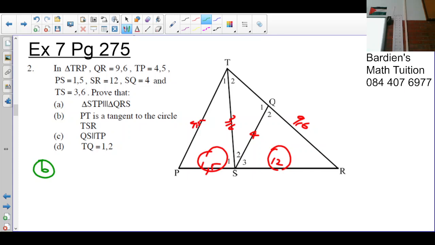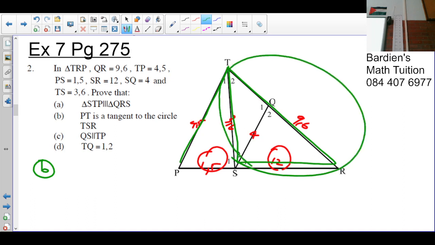PT is a tangent to the circle through TSR. So we must prove this here. If that was a circle and TP was a tangent, then what would we have known? T1 is equal to angle R, tangent theorem.